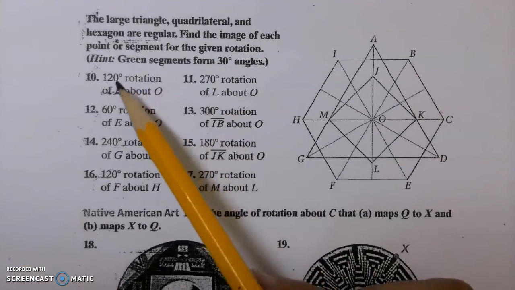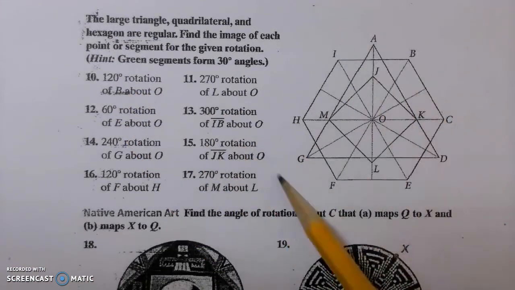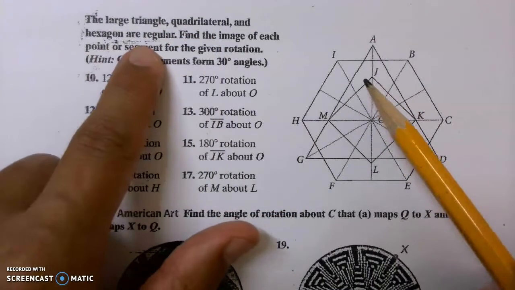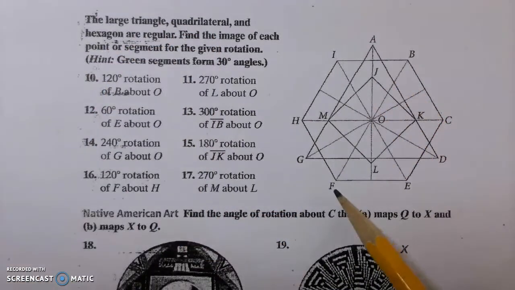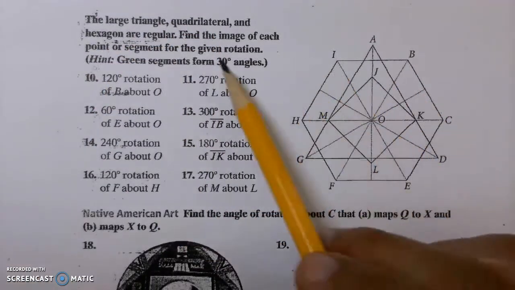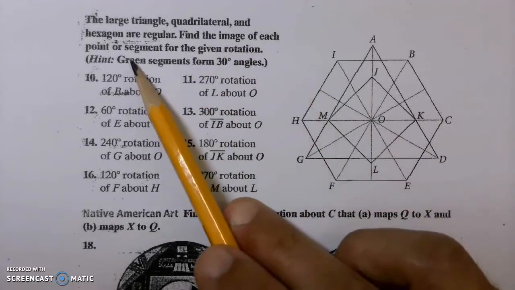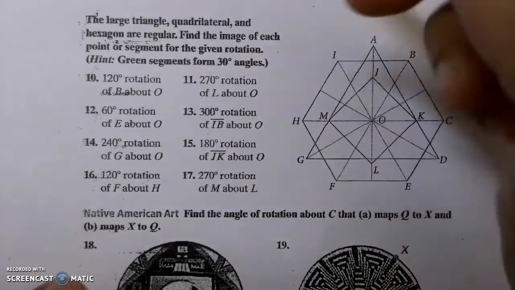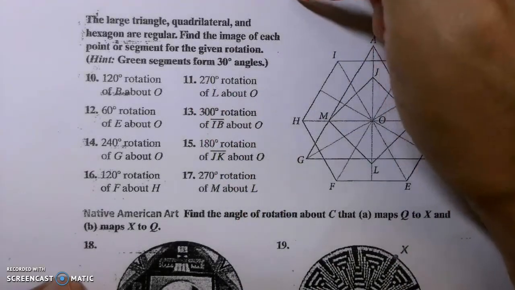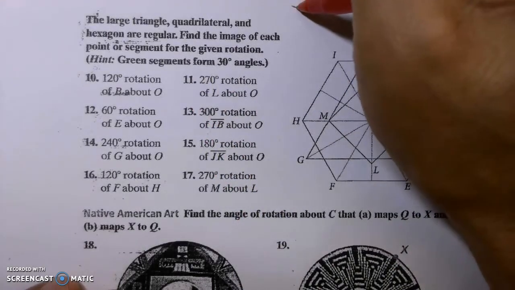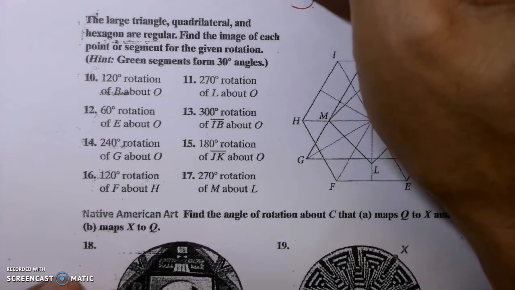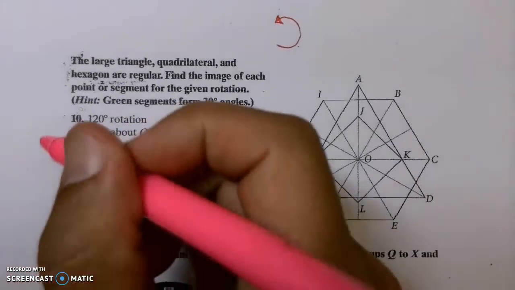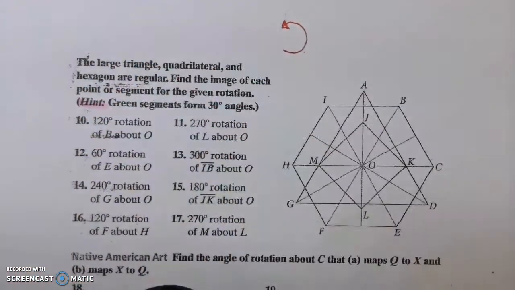Okay, I'm going to do a problem here from 10 through 17. You're going to use this figure here. You're going to see triangles, quadrilaterals, hexagon. They're all regular figures, meaning all the angles are the same. Find the image for each point or segment given for the given rotation. All rotations are going to be counterclockwise, so you go this direction. All right, so number 10 also says hint in green.